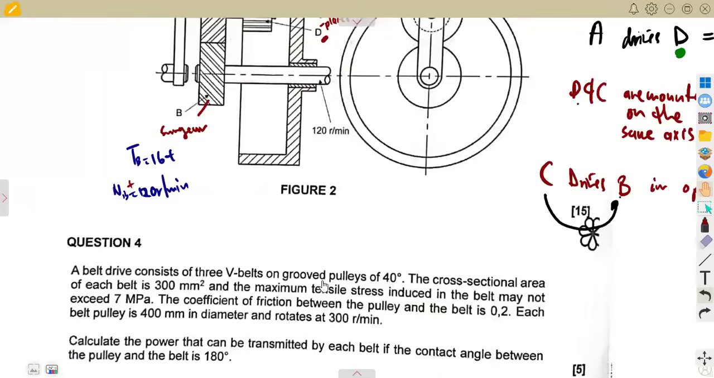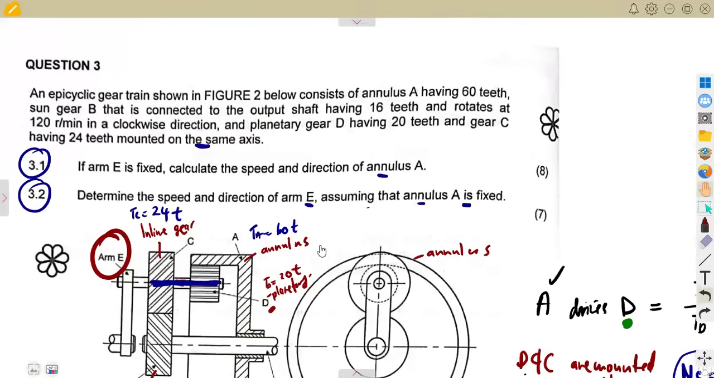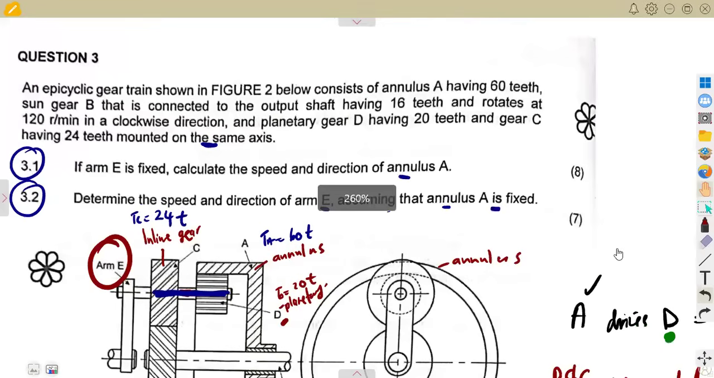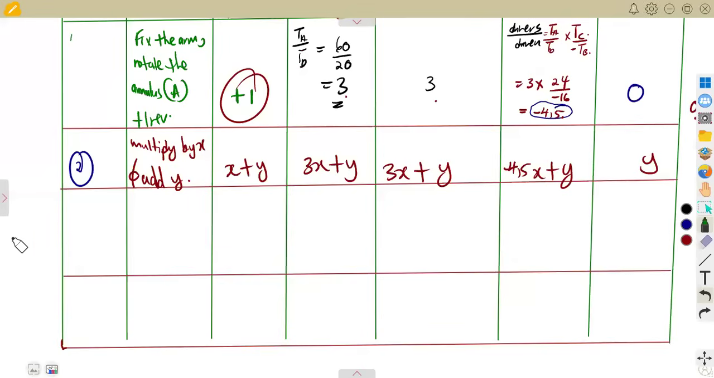The question was, in this case, let us go back to our question. They are saying the 3.1. So these are the questions that you're having here. The first question was, if E is fixed, calculate the speed and direction of the annulus if E is fixed. So that's our 3.1. To calculate the question on 3.1, E is being fixed. That is what we have. That's the condition of 3.1.